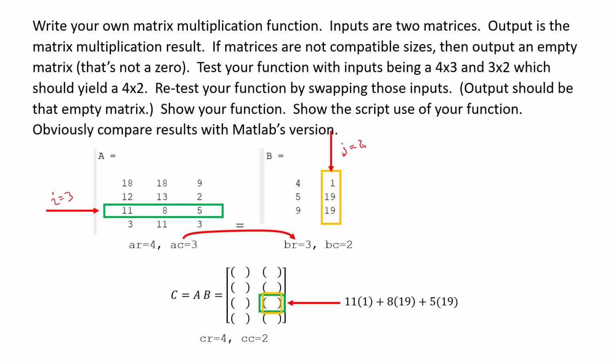And in order for this dot product to work, it has to have the same number of values on each side. So the number of columns in A has to equal the number of rows in B for that dot product to work. And yeah, it's 258.